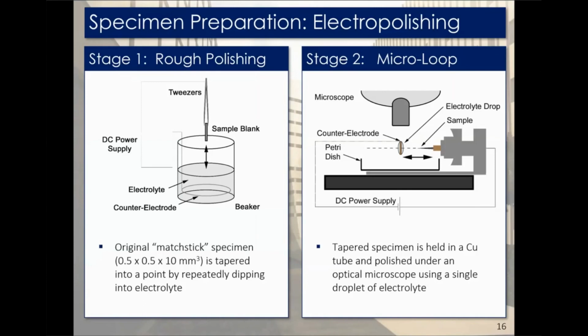So once we've got our sample nicely tapered down from the original matchstick, we need to go to that second stage polishing, which we call the microloop polishing. In this case, we'll take the sample and usually mount it into a crimped copper tube or something like that, just so we can handle it a little bit better. And we switch the electrolyte to a much more dilute electrolyte solution. Instead of using an entire beaker of the solution, we only electropolish with one drop at a time. You can see from the schematic on the right, we have one single drop of electrolyte suspended under an optical microscope in a wire loop. That loop also serves as the counter electrode. Then we can move the sample in and out of that loop, usually using the stage controls on the optical microscope, and by moving the sample in and out of the droplet, craft that tip down to the scale we need for atom probe.